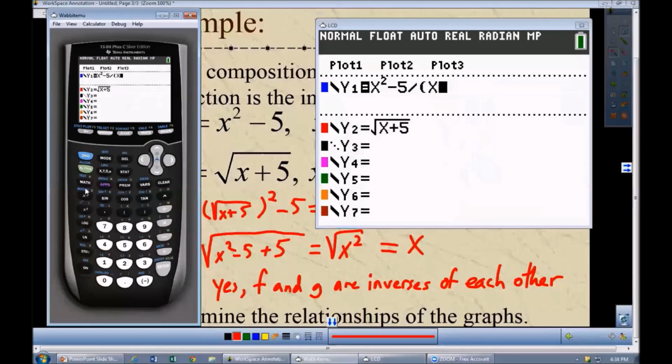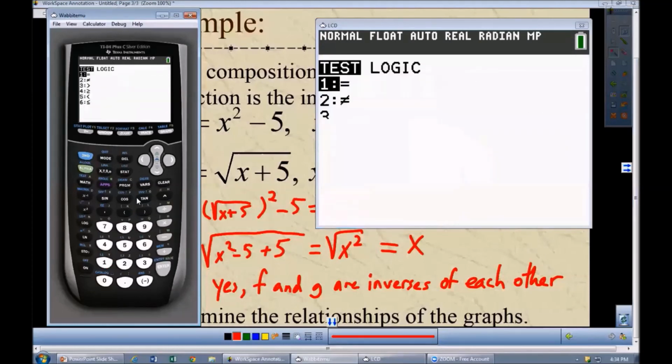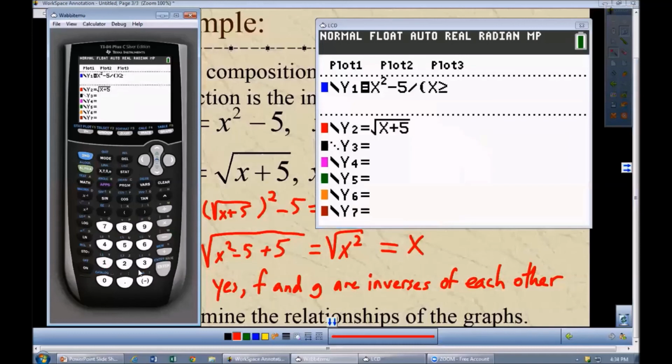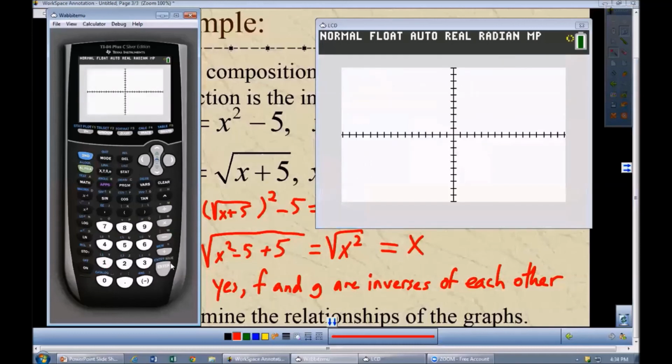X's, and I hit the test button, second math, greater than or equal to 0. And with that little condition in here, it will draw the graph only for x greater than or equal to 0. Now notice this new graph is a one-to-one function. It passes the vertical line test. It also passes the horizontal line test.